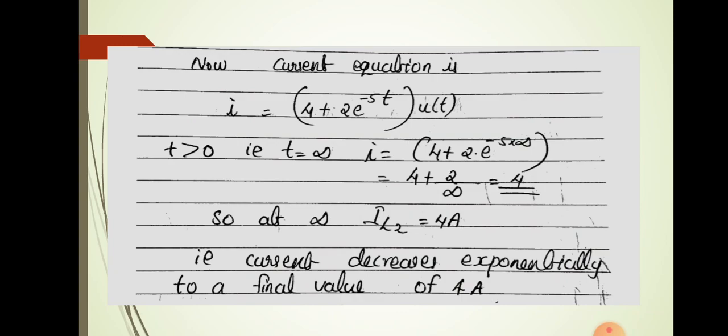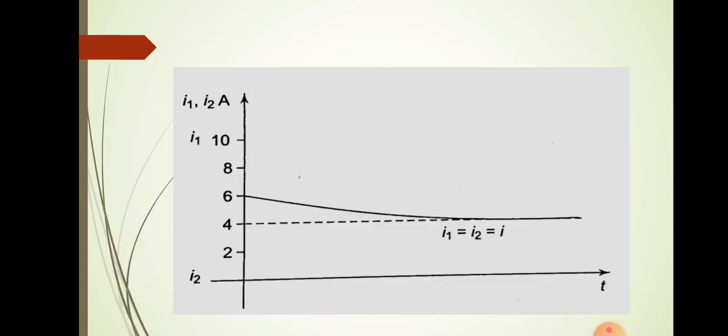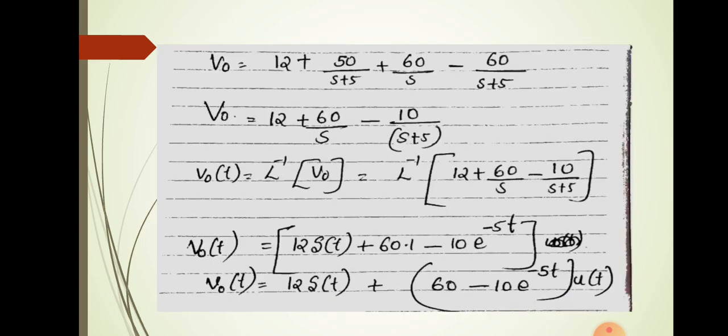How can you say that it decreases exponentially? See, the current equation is this one. It has an exponential term. That means there is an exponential decay of the current, and that exponential decay is shown here. Initially the current was 0 for L2, then it increases to 6 when the switch is closed. When the switch is open, it decays exponentially to a final value of 4 ampere, that is 4 ampere whenever t tends to infinity. So you can see that due to the opening of the switch, an impulse function occurs in the current equation.